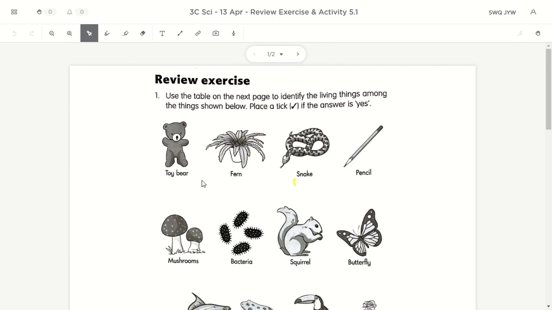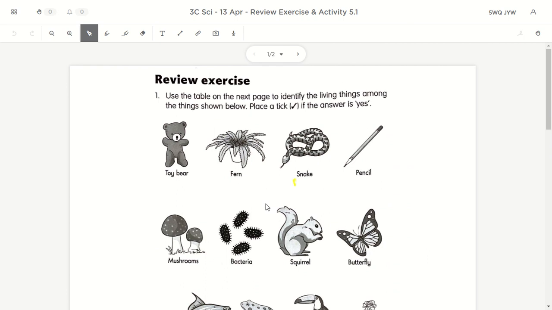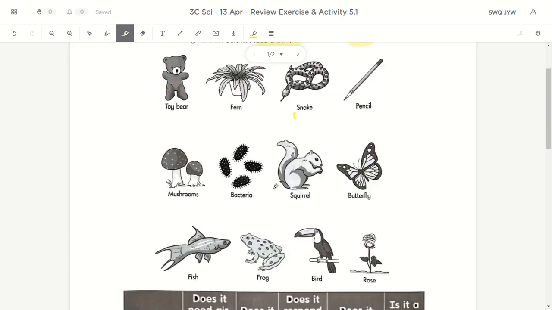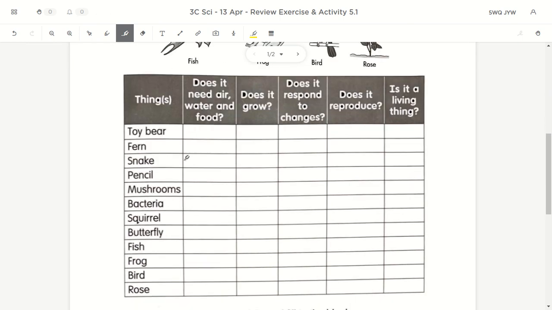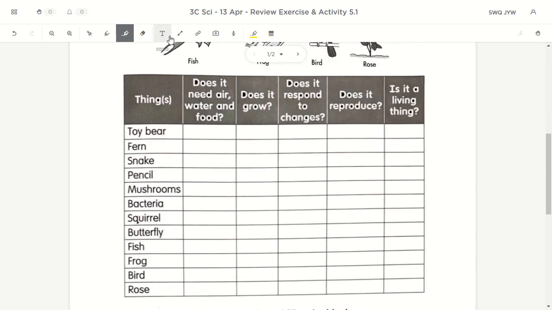You have actually 12 things here. Some are living things, some are non-living things. You should have realized that there are actually two non-living things here. Later on, we'll go on and see. So your job yesterday was to put a tick if the answer is yes. Simple as that. Let's go down. I don't think you need to refer to the diagram because the names are already written here. Roughly you know what they are.